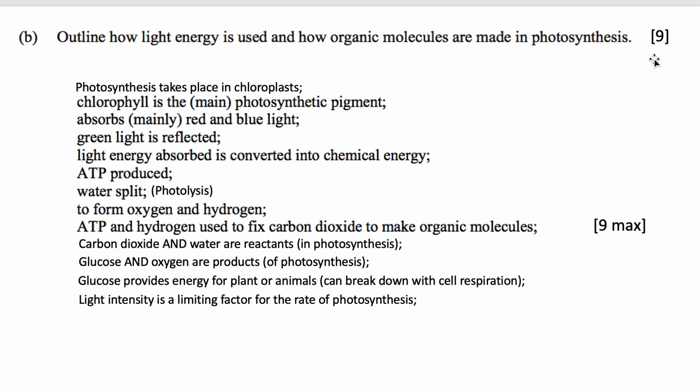So I explained the process of photosynthesis very early in the video. Here is a way that you can figure out how to answer it in a question. So outline how light energy is used and how organic molecules, so glucose, are made in photosynthesis. They always ask in such a confusing way, but they're just asking you to describe photosynthesis. So the question can be various amounts of points, from 4 points, 9 points, whatever. Let's say they ask you a very big question here, 9 points. Here are some things you can write.